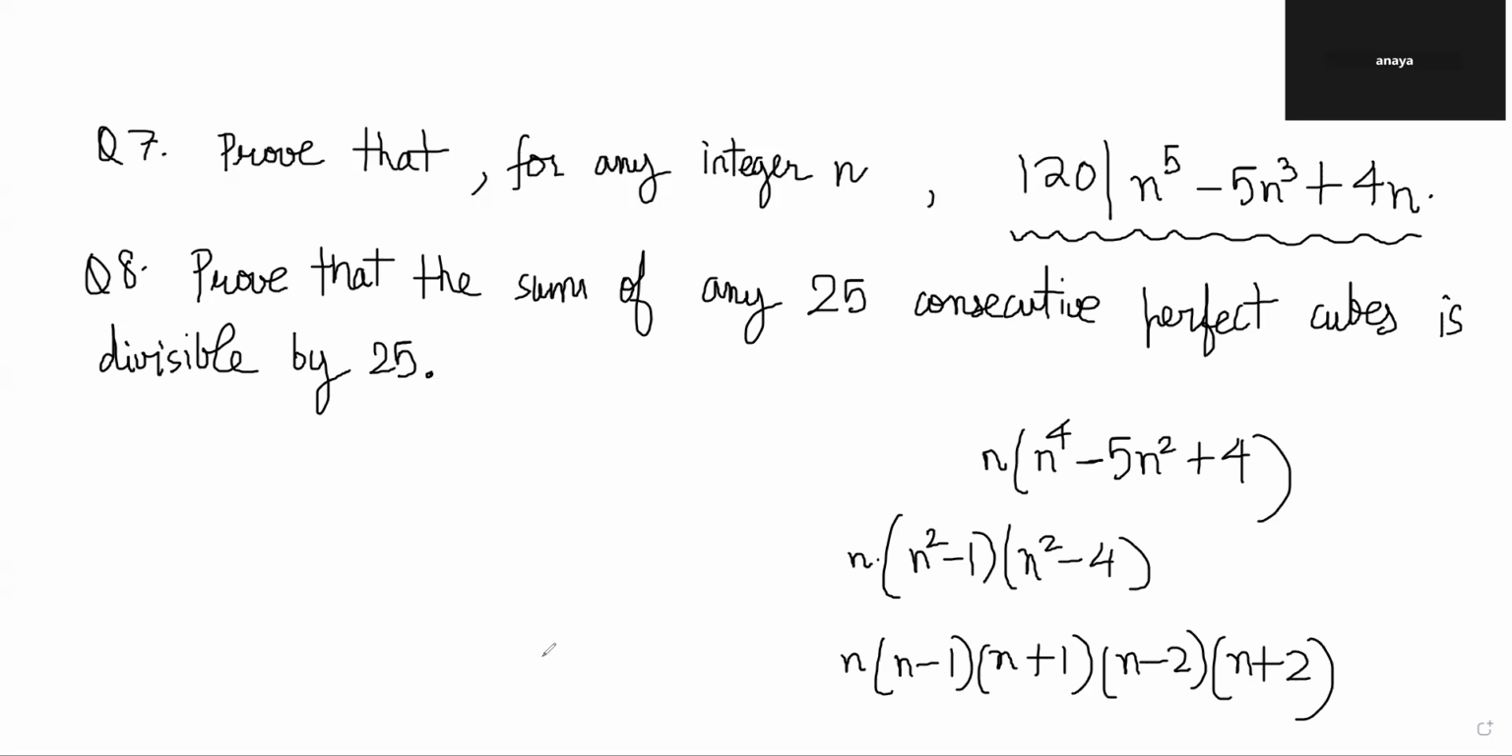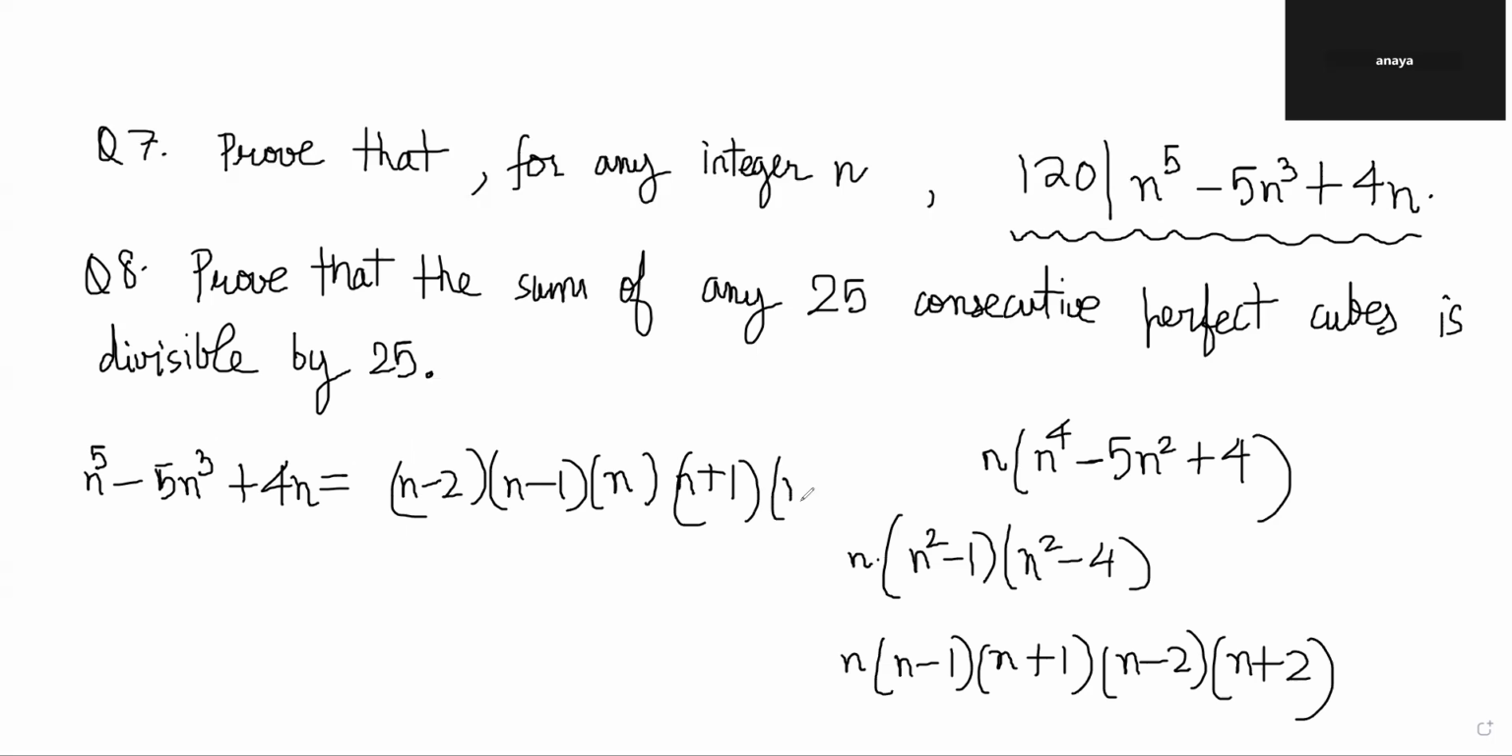Okay, so basically we have this expression n^5 - 5n^3 + 4n, which can be written as (n - 2)(n - 1)(n)(n + 1)(n + 2).